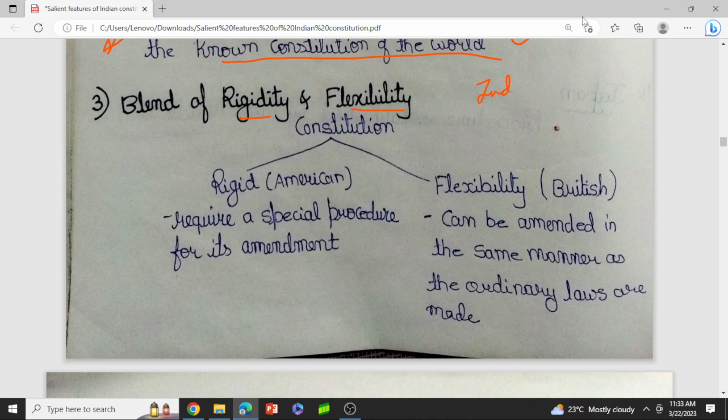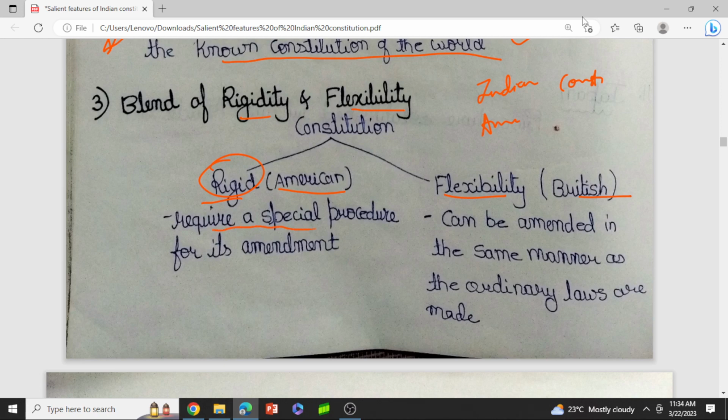Third feature is a blend of rigidity and flexibility. The Indian Constitution has both features. Rigidity is from America, flexibility is from Britain. Now what is rigid? Amendment in the constitution, anything which is to be added to the constitution, there are certain features where it is rigid. It's not easy to amend it.